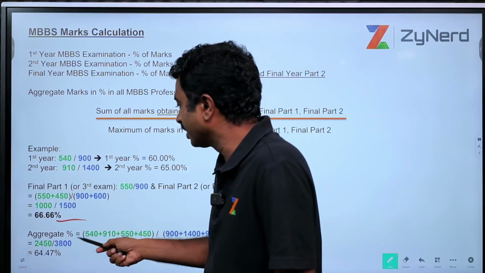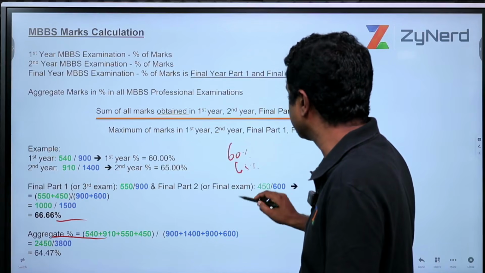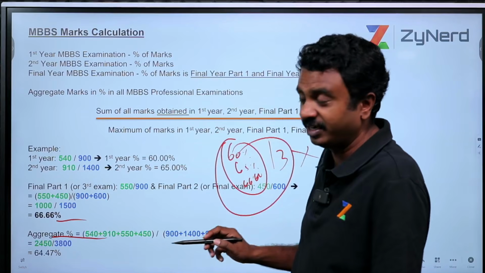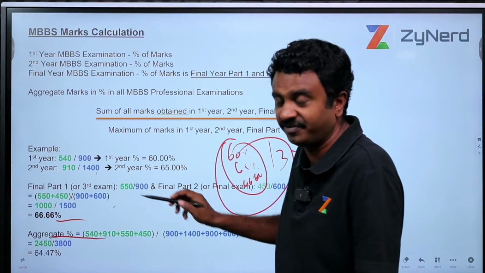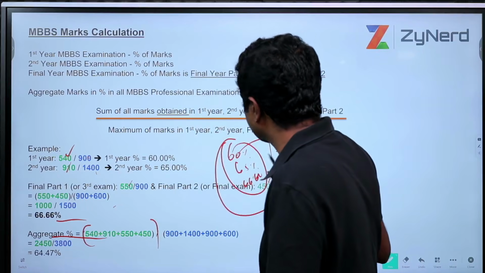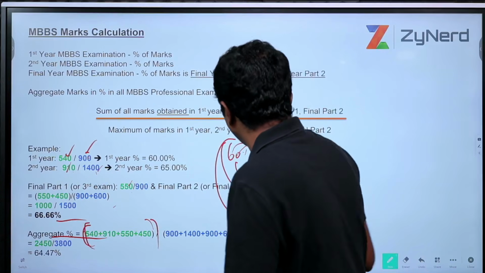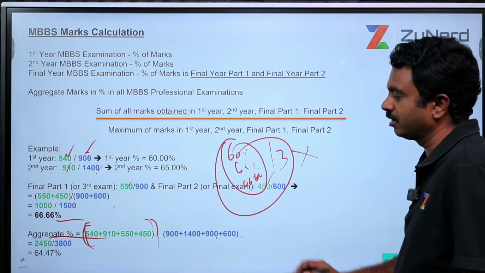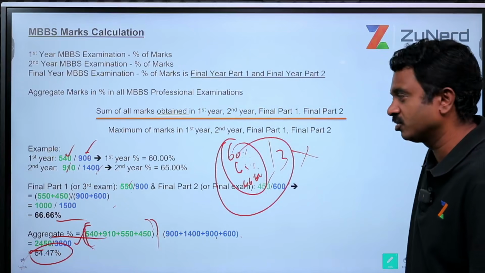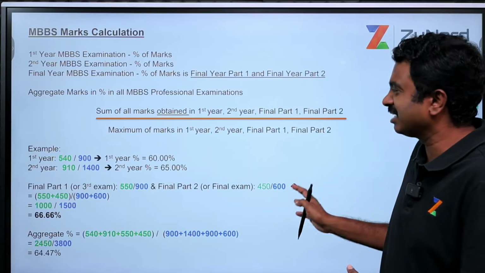And then aggregate percentage is again not summing up 60%, 65%, and then whatever 66.66%, and then taking that average. Don't do that, it will give you a different percentage because the bases are different. What you need to do is take whatever you scored in all the 4 examinations total by total marks summation. So we have done that here, 540 plus 910 plus 550 plus 450 by 900 plus 1400 plus 900 plus 600. So that will come to 2450 by 3800 total, that will come to 64.47. We wanted to do it for a long time, very simple thing, but we have been explaining, but still there are a lot of issues.